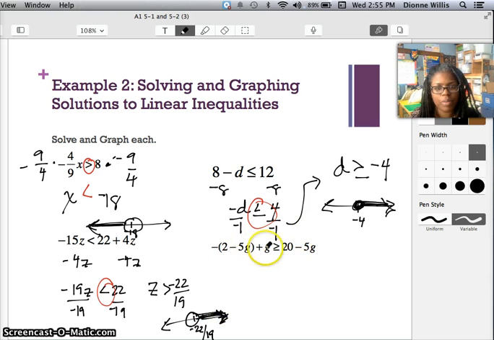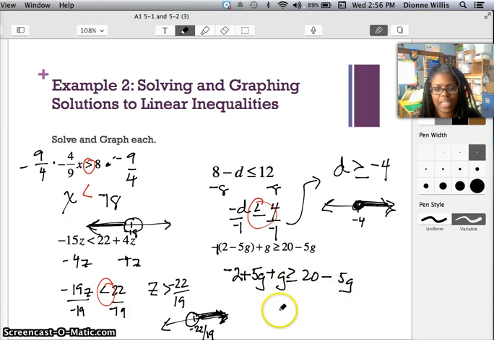We got to do some distributing here. This negative outside needs to be distributed through the parentheses. So negative, I can think of it as like a -1. There it is. -1 times 2 is a -2. -1 times a -5 is a +5g. Plus g greater than or equal to 20 minus 5g.